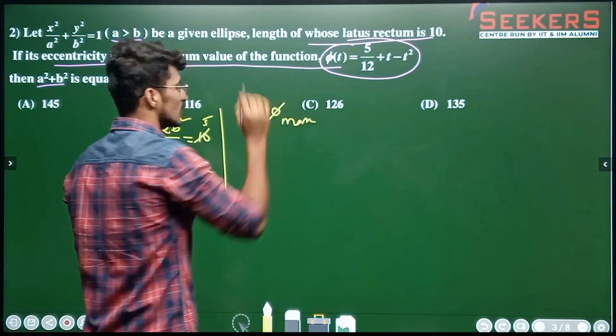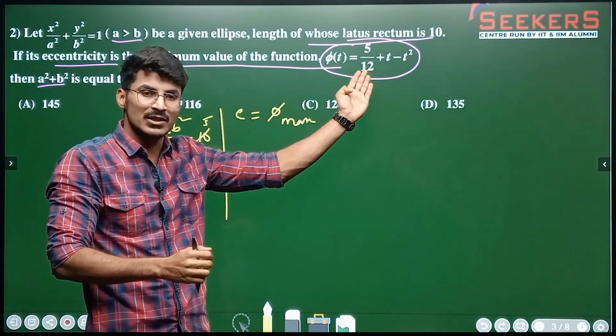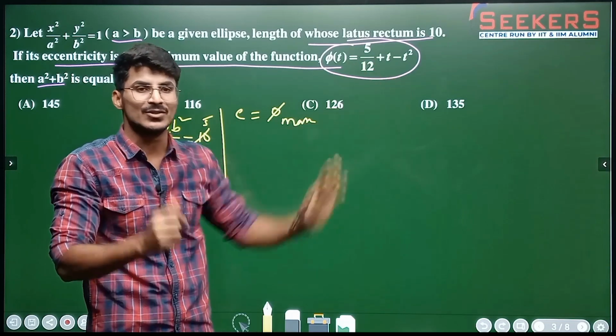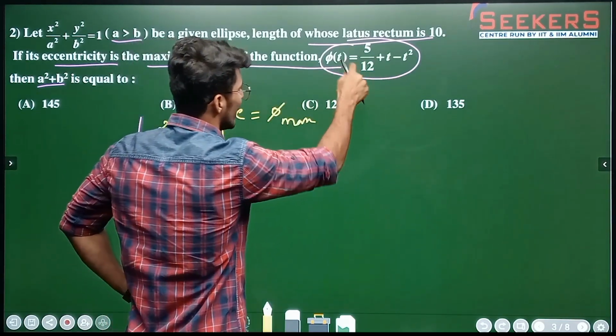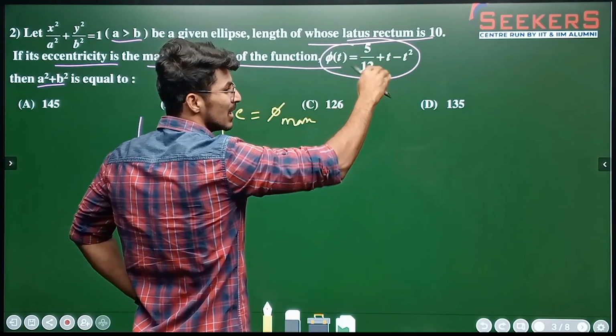Maximum value of this. Let us maximize this. How do you maximize this? In order to maximize this, differentiate and equate with 0. Alright, so let's see now. If I maximize that, how do I maximize this? Differentiate the given function and equate with 0.